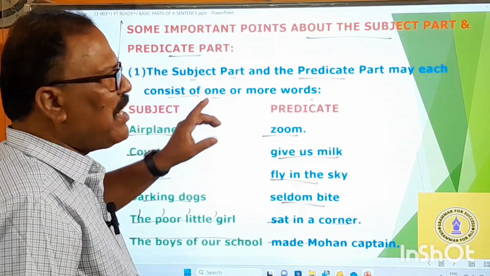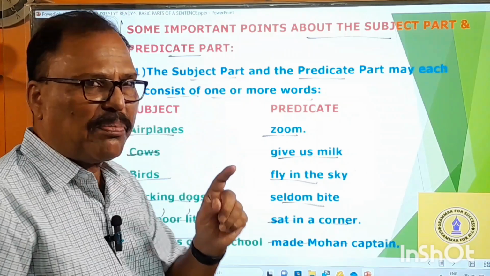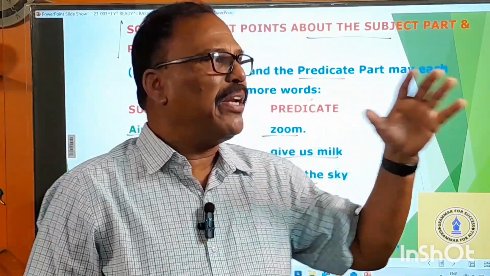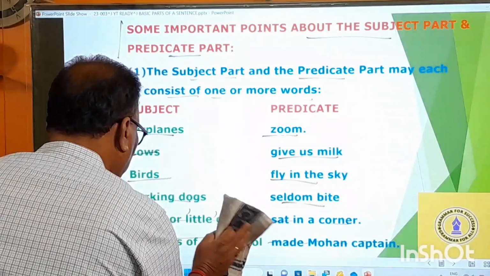In this way, one point you have learned here. These are all important points about the subject part and the predicate part. This is the first point. What is the first point you have learned? The subject part may consist of one word or many words. The predicate part may consist of one word or many words. That's all the point you have learned here. And here, let's go to the next important point.